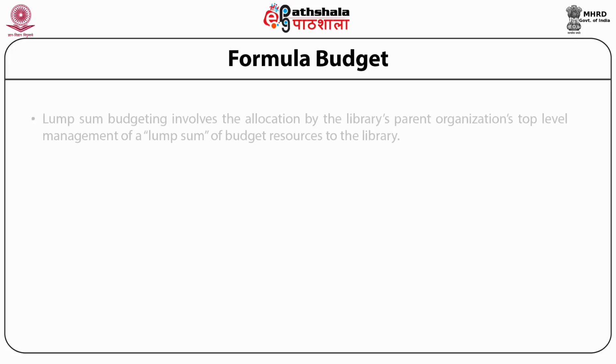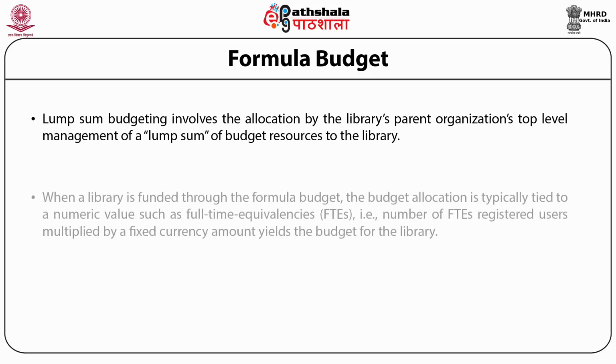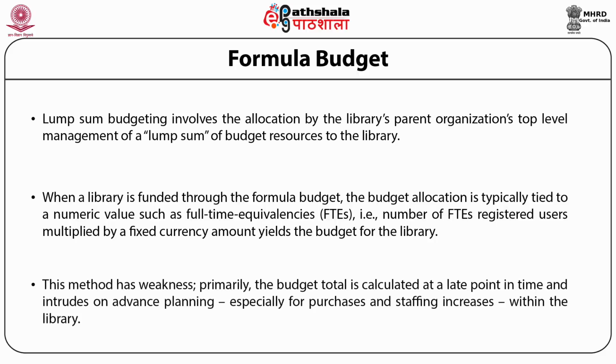Next is the formula budget. Lump sum budget involves the allocation by the library's parent organization's top level management of a lump sum amount to the resources of the library. But when a library is funded through the formula budget, the budget allocation is typically tied to a numeric value, such as full-time equivalencies, for example. That is, the number of FTEs or registered users, multiplied by a fixed currency amount, yields the library's budget. This method also has a weakness. Primarily, the budget total is calculated at a later point in time and intrudes on advanced planning, especially for purchase and staffing increases within the library.